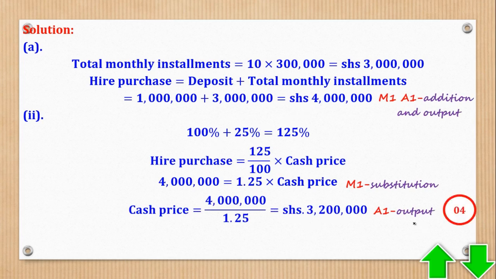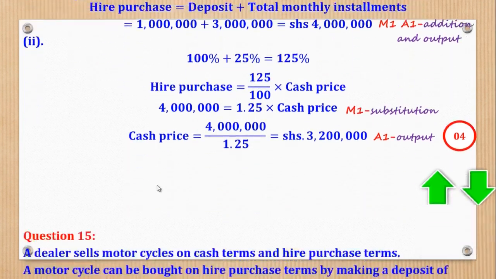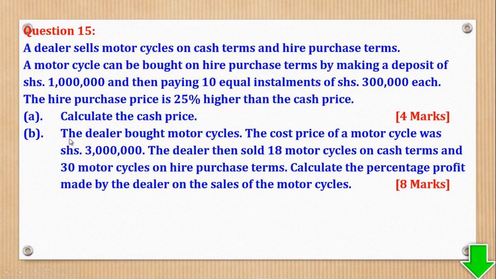That was part A. What about part B? Part B said, the dealer bought motorcycles. The cost price of a motorcycle was shillings 3 million. The dealer then sold 18 motorcycles on cash terms and 30 motorcycles on hire purchase terms. Calculate the percentage profit made by the dealer on the sales of the motorcycles.